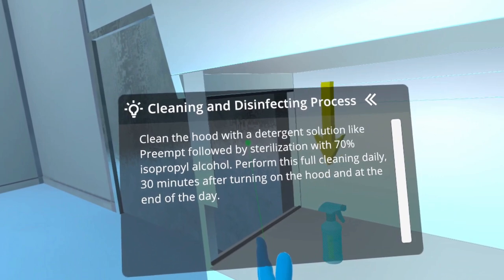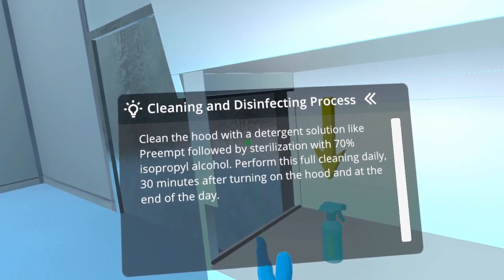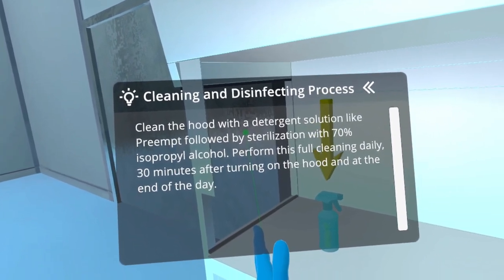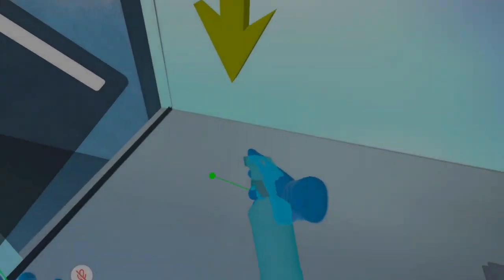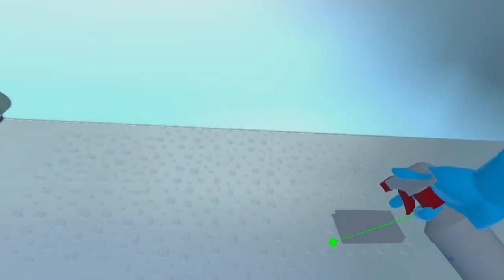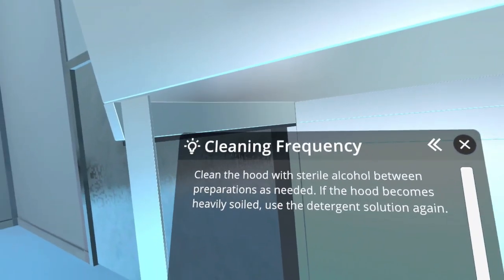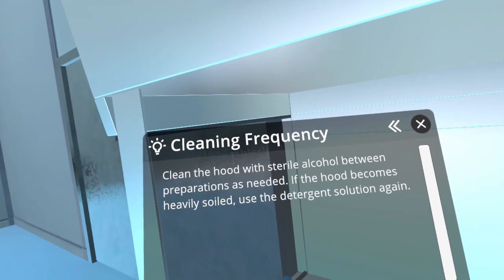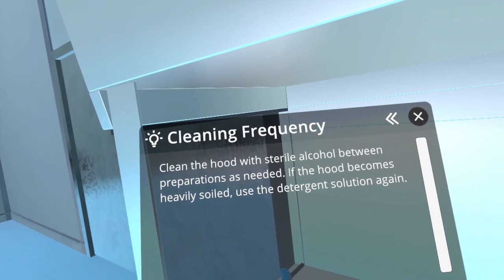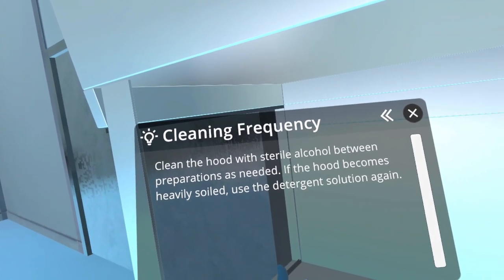Perform this full cleaning daily, 30 minutes after turning on the hood and at the end of the day. Clean the hood with sterile alcohol between preparations as needed. If the hood becomes heavily soiled, use the detergent solution again.